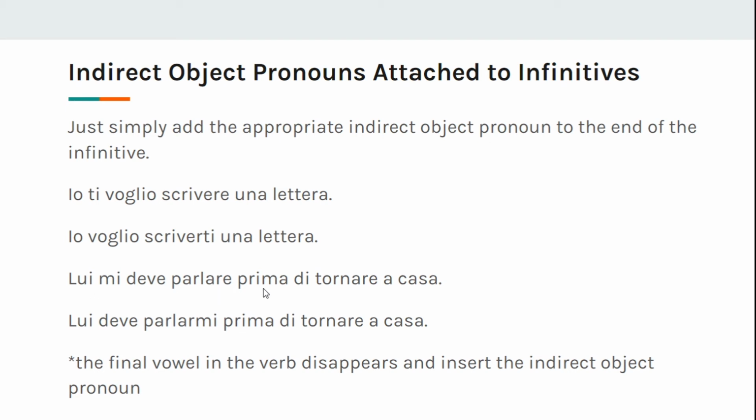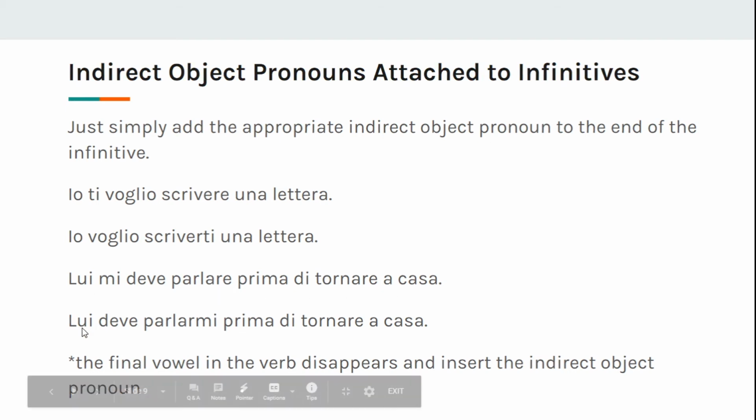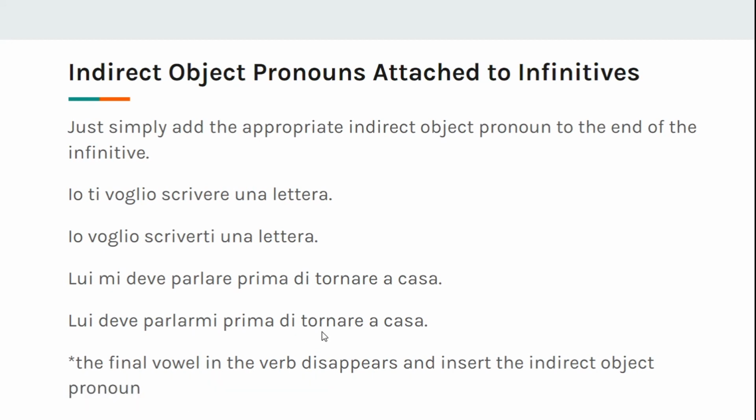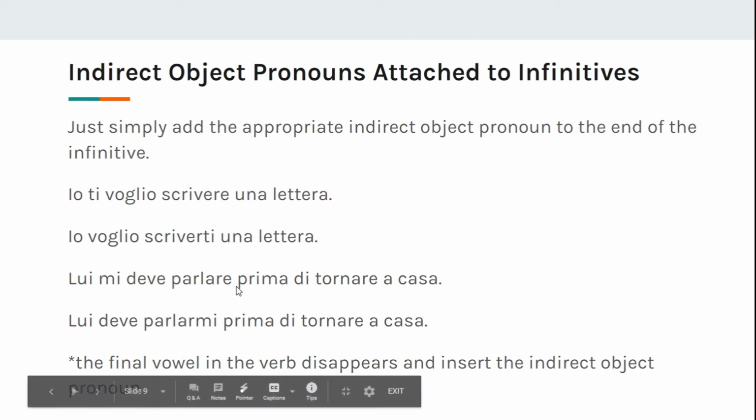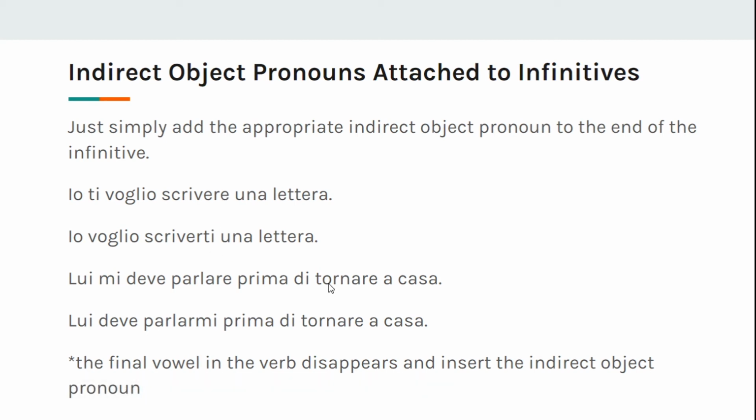Lui mi deve parlare prima di tornare a casa. Lui deve parlarmi prima di tornare a casa. Notice when you're adding it to the infinitive, the final vowel in the verb disappears, like parlare, right? E goes away and it's mi. Scrivere, E goes away and it's ti. So the final vowel in the verb disappears and you just insert the indirect object pronoun.